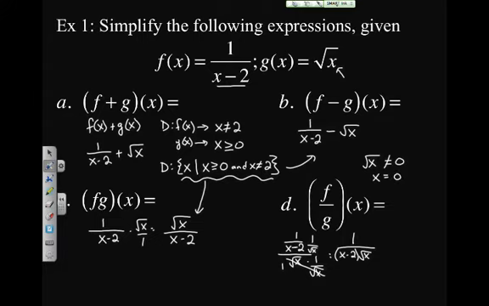So our domain for part D is going to be exactly the same, x, such that x is greater than, but this time it can't be equal to 0. So just greater than 0, and x is not equal to 2. So we just have one additional little limitation there for part D.